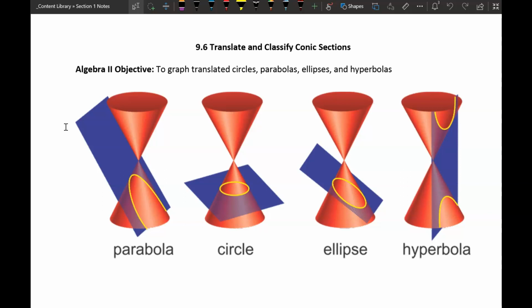because if you have a double-napped cone, and you take some plane and intersect the cone, you will make these figures. If you intersect it kind of diagonally, you'll make a parabola. If you intersect it horizontally, you'll make a circle. You can also make an ellipse if you don't go all the way down to the bottom of the cone, or if you have a vertical plane and you intersect all the way through, it's going to be a hyperbola. So that's kind of why they're called conic sections.